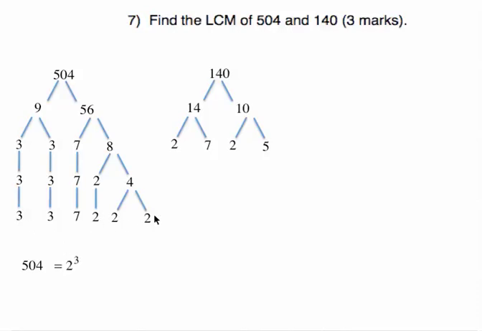So 2 to the power of 3, times 3 to the power of 2. There's only 2 3s, so 3 to the power of 2. There are no 5s. I'm going to leave a little space for the 5s, and then I'm going to put the 7 in. So times 7, there's only one 7, so 7 to the power of 1.